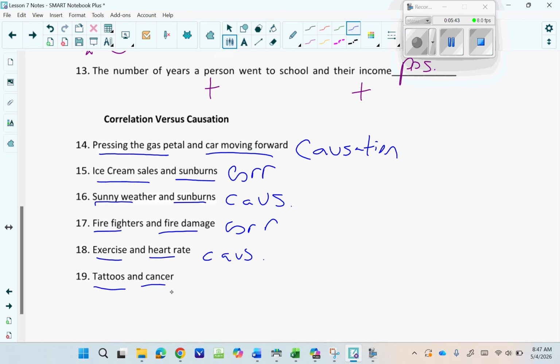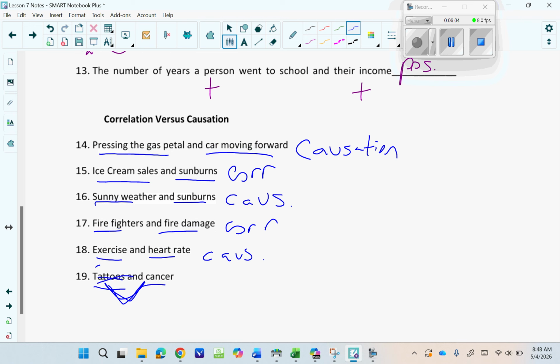And then this one we talked about in class. There is a correlation between the number of tattoos someone has and cancer, but they haven't been able to prove it yet. So for some things, at one point it might be just correlation, but at another point it might move to causation.